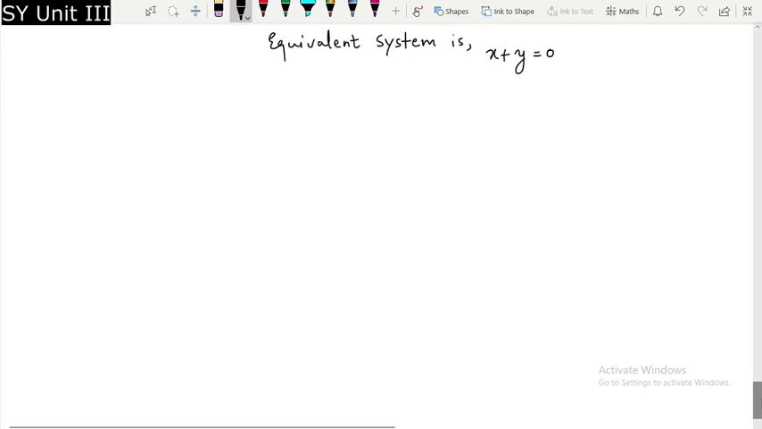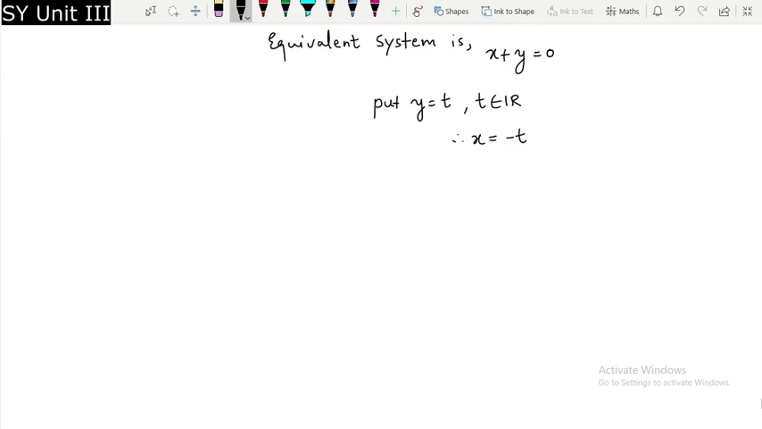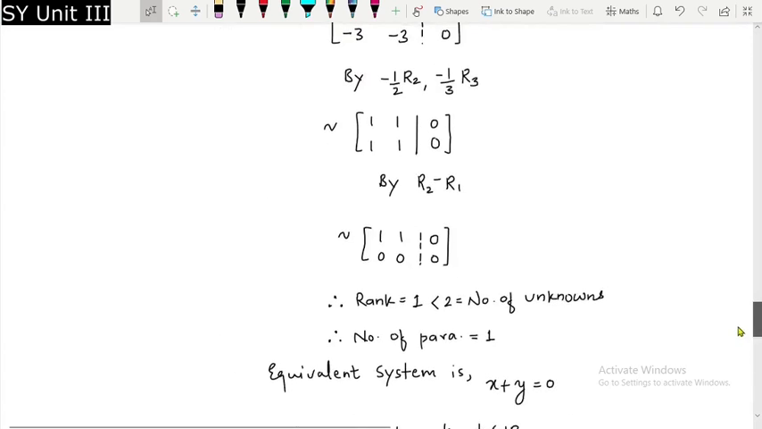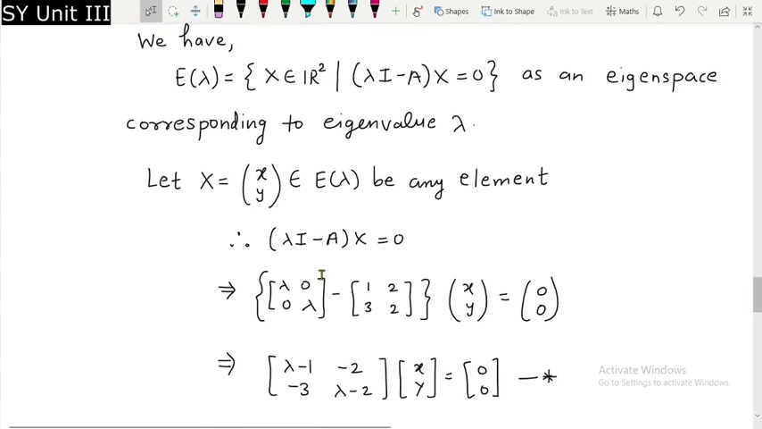You can assign the parameter to any one variable. So I'll put y is equal to t, where t belongs to R. Therefore x will be minus t. So what will be your eigenspace? Our eigenspace E of minus 1 is equal to the set of all, what notation have we used for capital X? It is (x, y), right? I will show you, we'll go back. Yeah, here it is. This is the notation used for capital X.